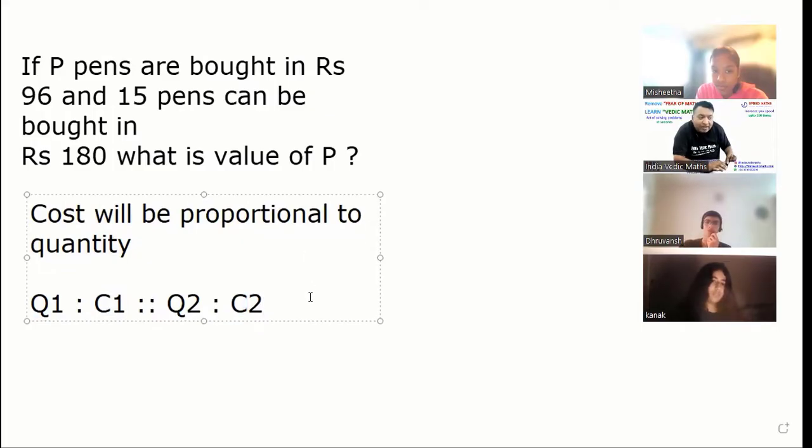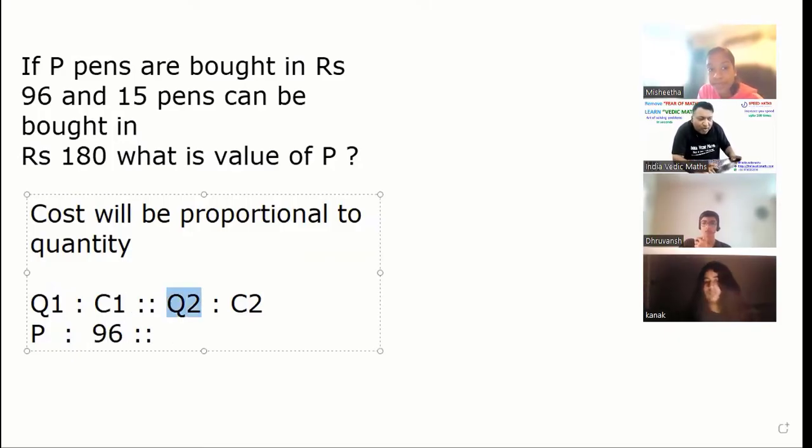Now quantity 1, do we know? No. It's P pens. Let's say P. For P pens, how much is the cost from the question? 96. So 96, proportional to quantity 2. How many pens in quantity 2? 15. And how much is the cost for 15 pens? 180. Perfect. So the order is important: quantity versus cost, proportional to quantity versus cost. That is the logic. So now you will apply the rule of proportion.